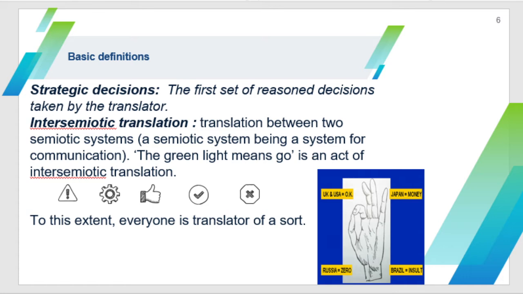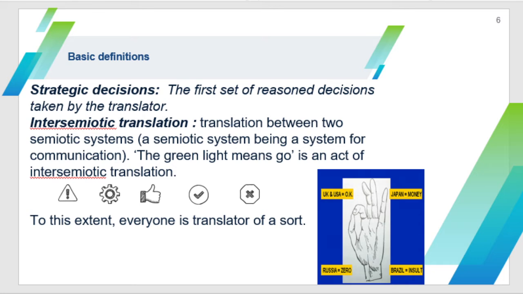Let's move now to intersemiotic translation. In fact, it is translation between two semiotic systems. What we mean by semiotic is the sign system being used for communication as a science. For example, the green light means go. It is well known. It's an act of intersemiotic translation.